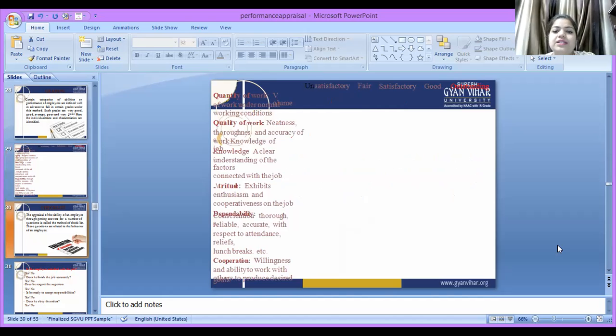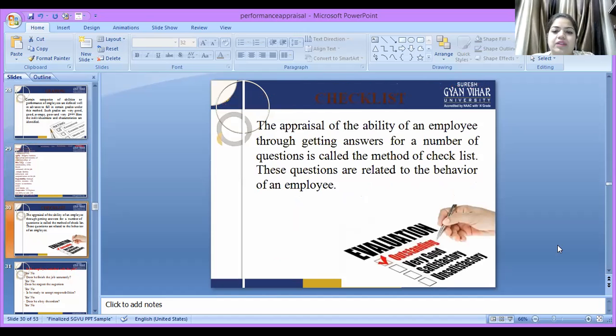Checklist method. What is the checklist method? The appraisal of the ability of an employee through getting answers for a number of questions is called the checklist method. These questions are related to the behavior of the employee. So there are lots of question lists available, that means the whole set of questions is related with the behavior of the employee, that means their individual traits basically. So through this method, they will appraise the ability of an employee by getting answers for a number of questions, known as the checklist method.